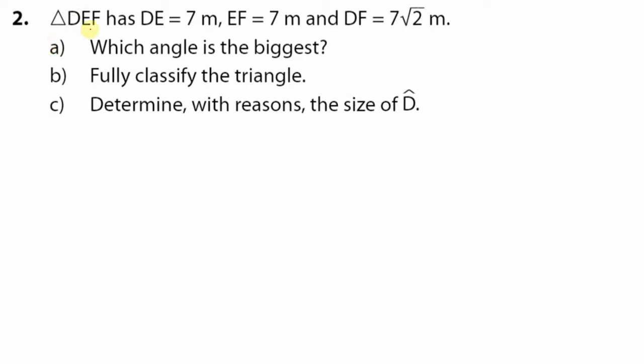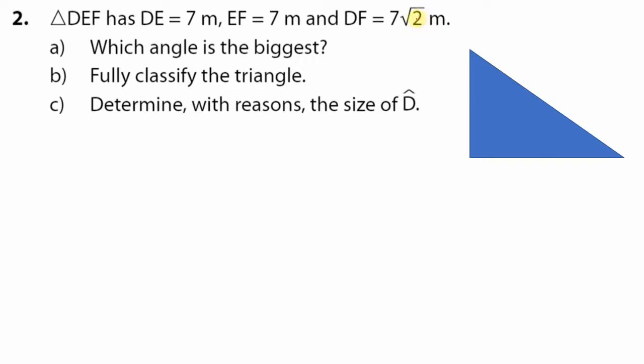So with that said, let's focus on number 2. Now we have triangle DEF where DE is 7, EF is 7, and DF is 7 square root 2. Let's see, what is the longest side? We know we have a tie here. What is the square root of 2? Is it something bigger than 1? Yes, it will be something bigger than 1.